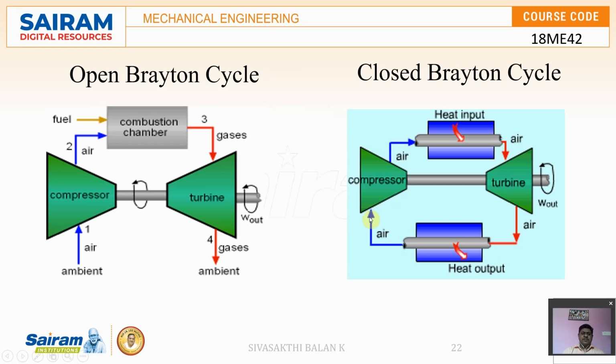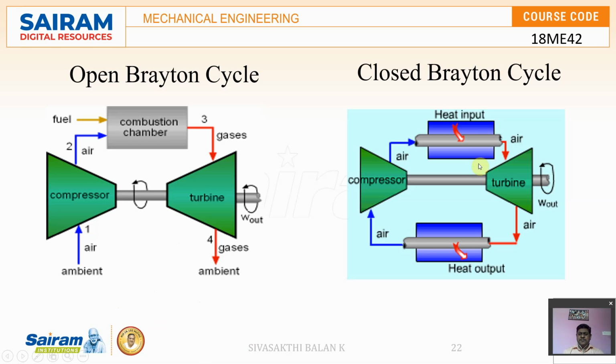Next, we see the main difference between the open cycle and the closed Brayton cycle. I request everyone to consider the left hand side of the slide, which represents the schematic diagram of the open Brayton cycle. If you observe, air is sucked into the compressor and air rejected from the turbine, both into the ambient, or surroundings, or environment. Since the air is taken from the surroundings and sent back to the surroundings, it is called an open cycle.